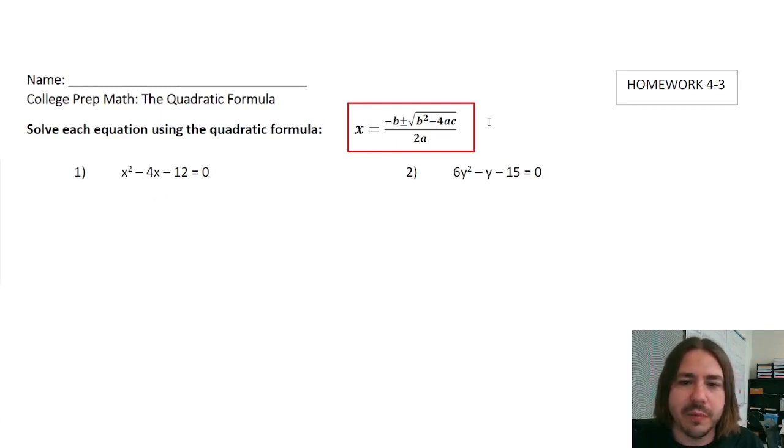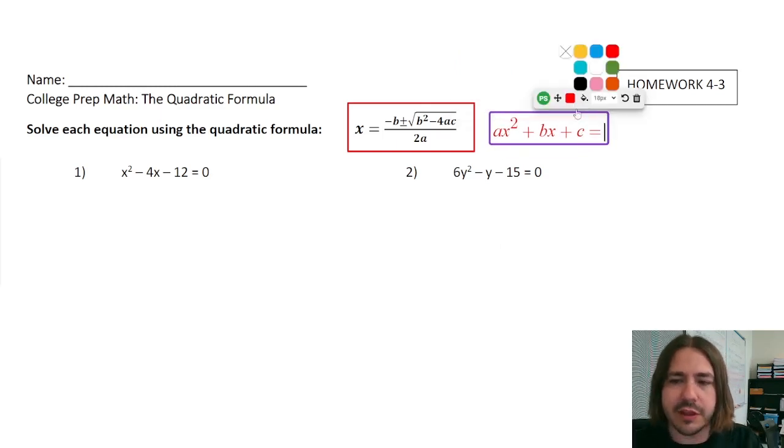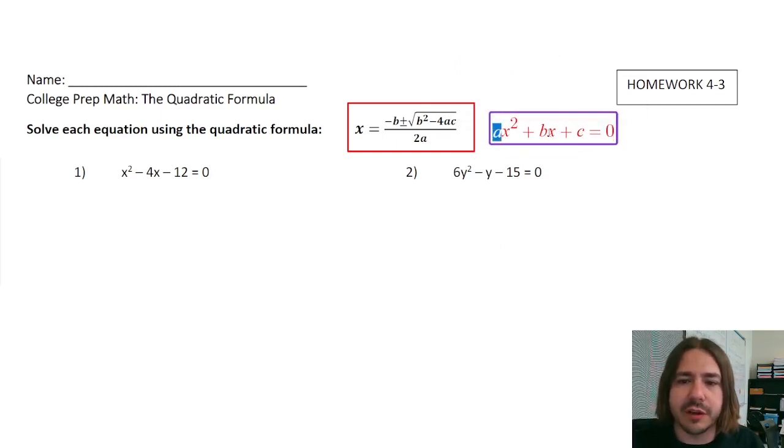Now, just as a quick little reminder, these equations are typically going to be written in this form: ax squared plus bx plus c. You might have something like y or some other variable, but the a, b, and c are going to be the three numbers right here that we are going to pick out of the equation and plug into this quadratic formula so that we can get the solution. So let's go ahead and start.